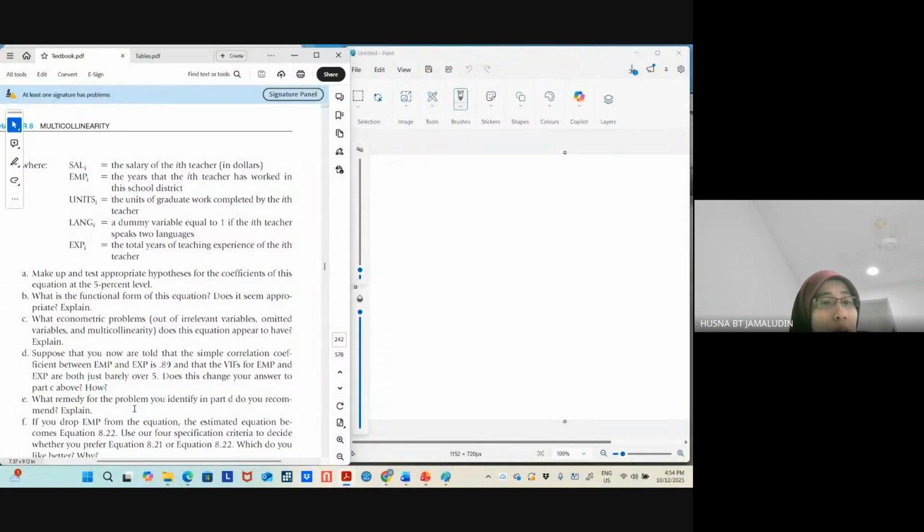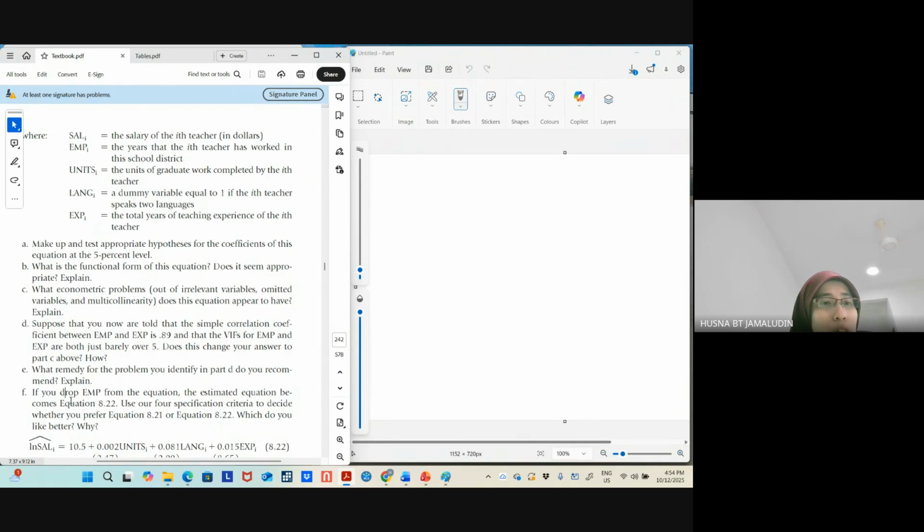What remedy for the problem you identify in part D? In part D, you said that you have multi-co. So when you have the multi-co issue, how do you remedy? You can drop one of them. So how to drop? Make sure that you check which variable is supported by the theory. In the case of severe multi-co, it doesn't matter which variable you drop, they will give you the same result. But again, you have to check with the theory. That is the right way to do.